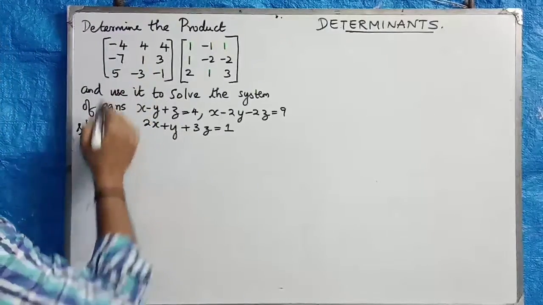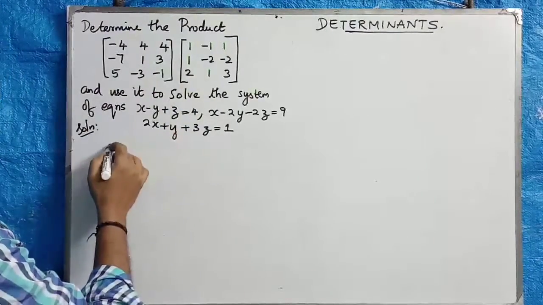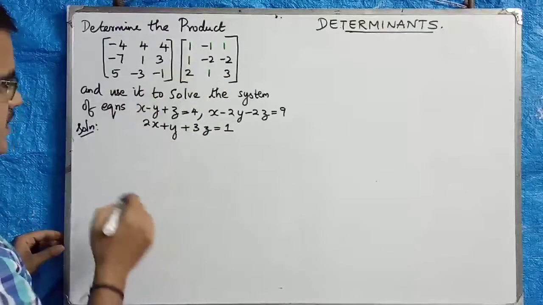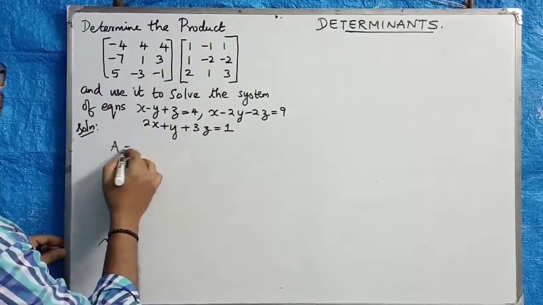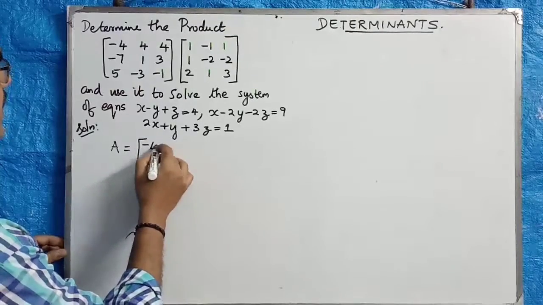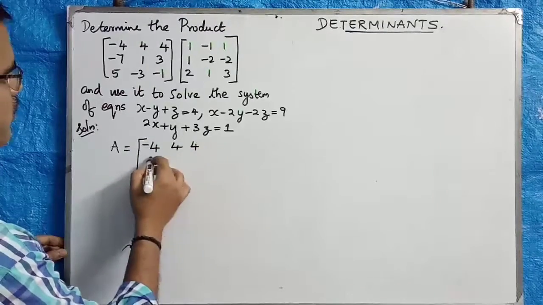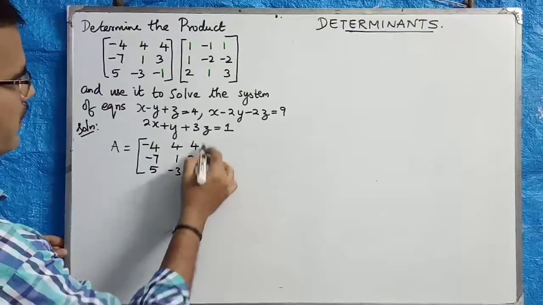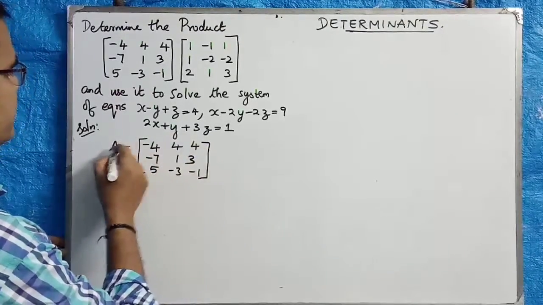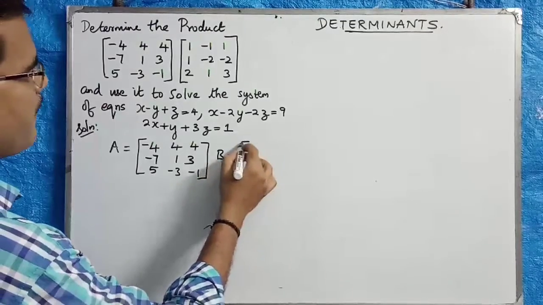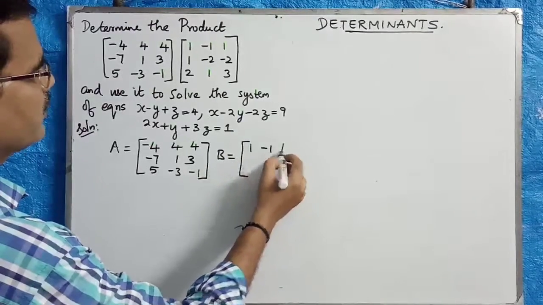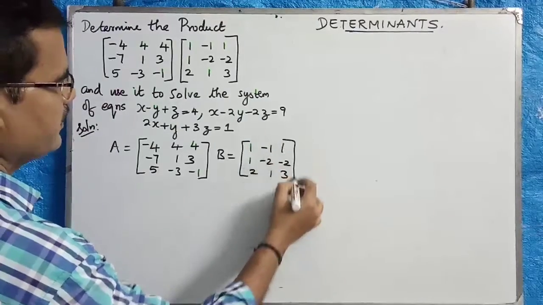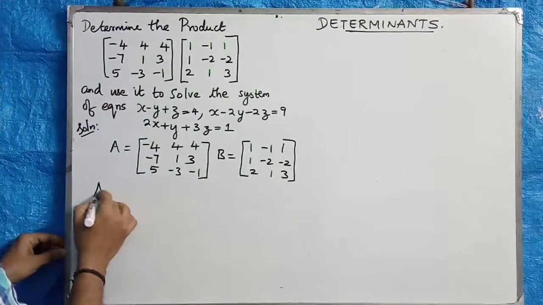Let us take this question and start multiplying. Let the first matrix be taken as A, and the second matrix let us take as B. So let us define A as minus 4, 4, 4; minus 7, 1, 3; 5, negative 3, negative 1. And let the second matrix B be 1, minus 1, 1; 1, minus 2, minus 2; 2, 1 and 3. Let us start multiplying.